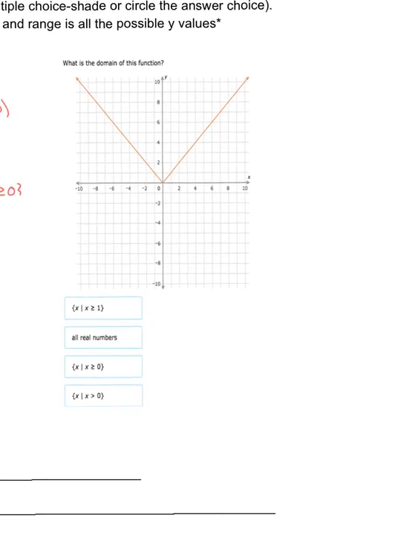Okay, on the next one, it's asking about domain. The domain looks at the graph from the left to the right. So I'm looking, this is the left side, this is the right side. Notice that my graph has arrows on both ends. So that means it's going to go on forever in the left direction, and it's going to go on forever in the right direction. The domain of every single absolute value function is always going to be negative infinity to positive infinity, or I can also say that is all real numbers.